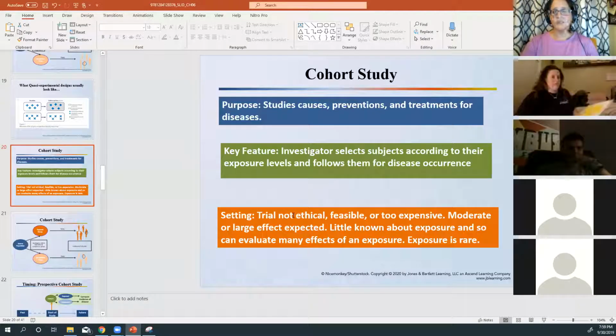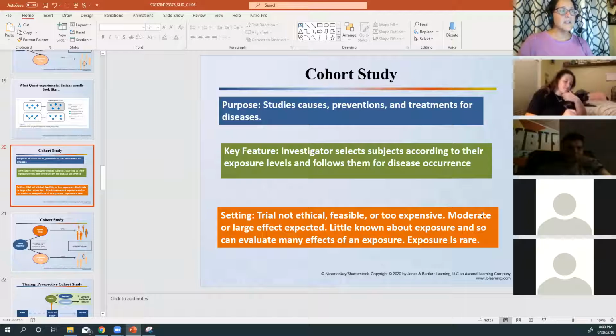So when do I do a cohort study? Well, when a clinical trial is not ethical. For example, when I don't want to give students methamphetamine. Also, when a trial is not feasible because, even if it's ethical, it could be very spread out, or maybe it's too expensive and there's just no money for it.